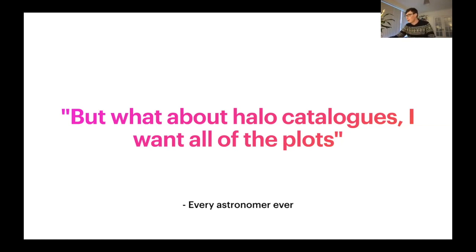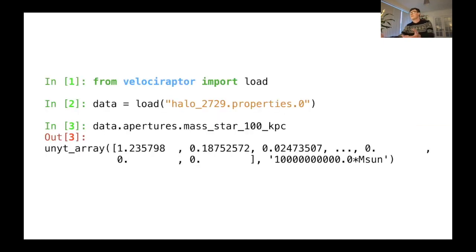So the first thing, of course, that you have to do is make your Halo data unit aware. So we use Velociraptor for our Halo finder. And we also have a similar system to SwiftSimIO that basically just reads out metadata and sticks it into a unit array. And now here I've lazy loaded the stellar mass in 100 kiloparsec apertures out of this Halo catalog. And that's another unit array.